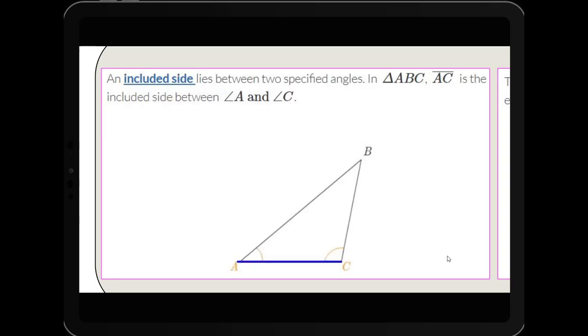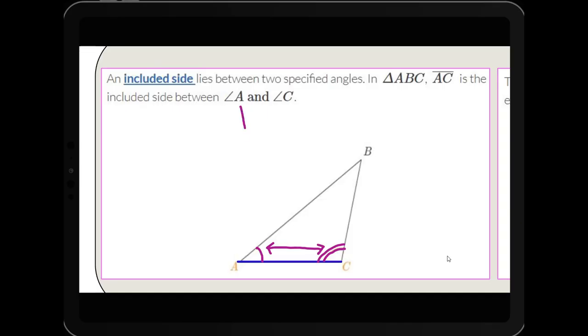Those arcs don't necessarily have to have the same number. They can have a different number of arcs. What's important is to recognize that the segment is between the two angles, as you see visually right here. That's what it means to be an included side. However, I would also point out that you can tell that information if angle A and angle C are stated and provided to you and you're looking for the included side.